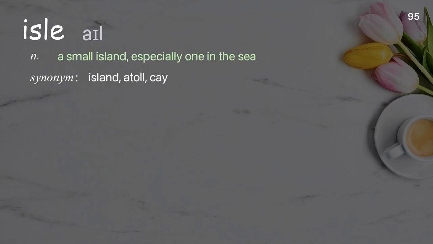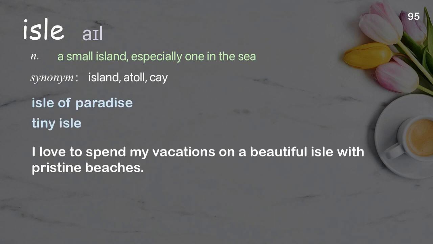Isle. A small island, especially one in the sea. Examples: Isle of Paradise. Tiny isle. I love to spend my vacations on a beautiful isle with pristine beaches.